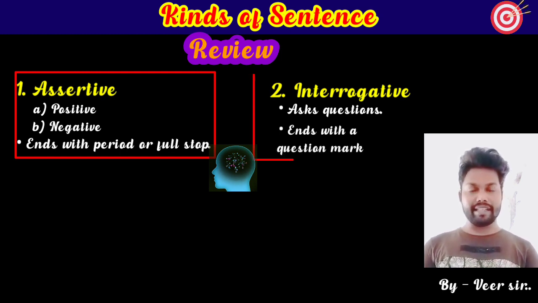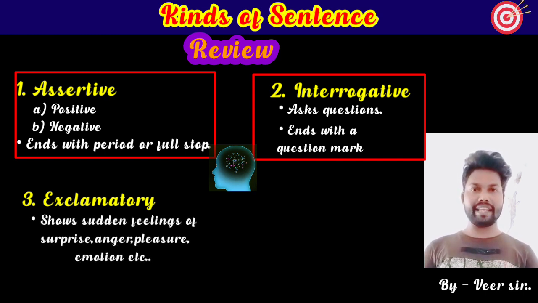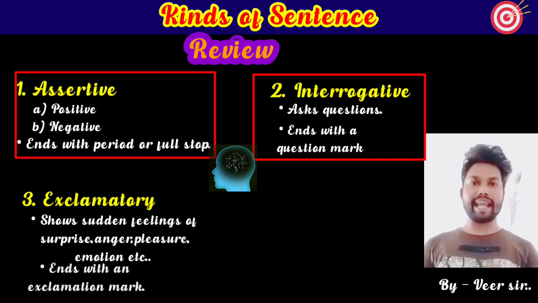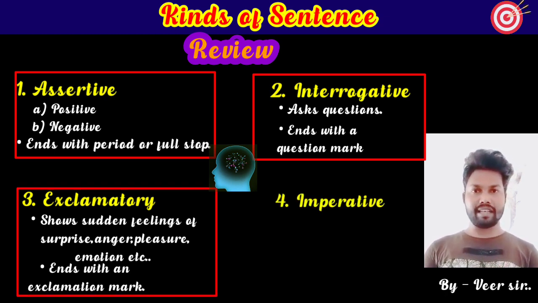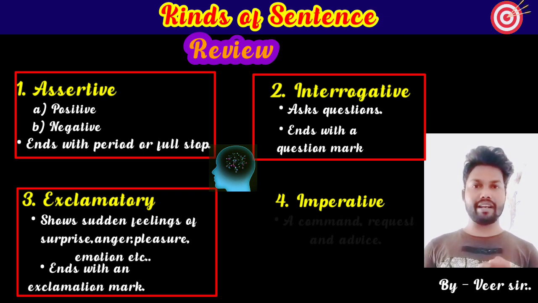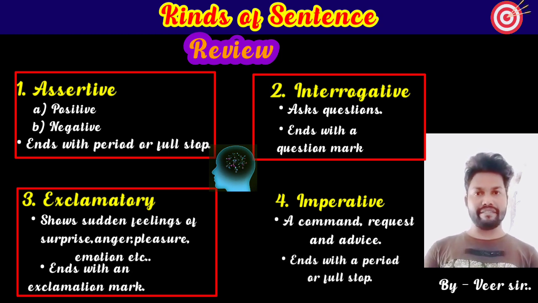Then the third type of sentence, that is an exclamatory sentence. An exclamatory sentence shows the sudden feeling, surprise, anger or emotions, etc., and which always ends with an exclamation mark. And the last type of sentence, that is an imperative sentence, which is always used for command, advice, or request, and often ends with full stop or phrase.